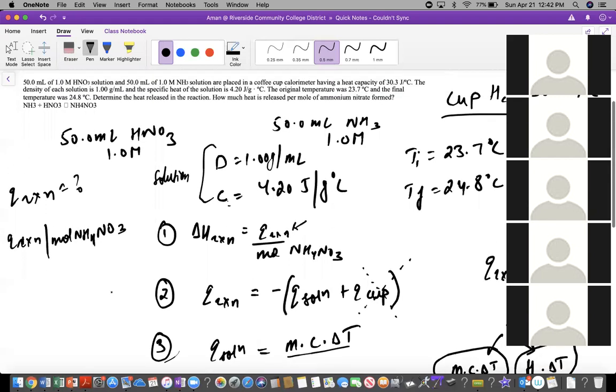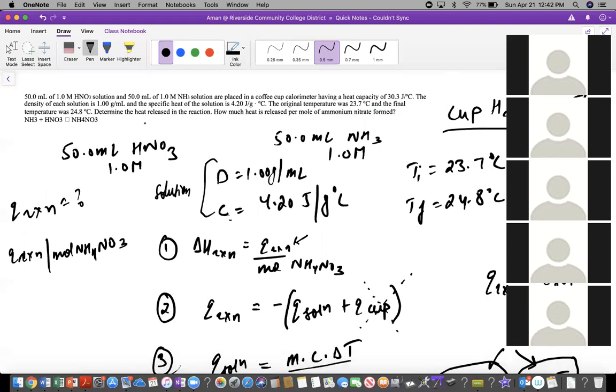Are we given the mass directly in the question? Not directly, but you're given the volume and density. 100 milliliters. Right, you're given volume and density.